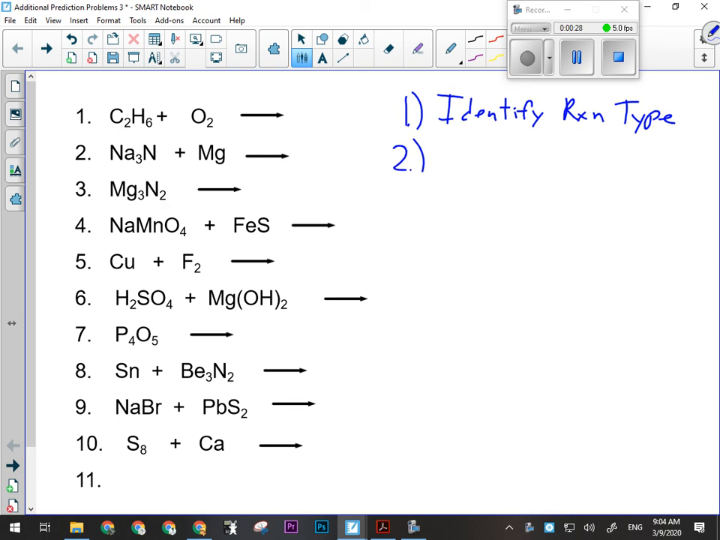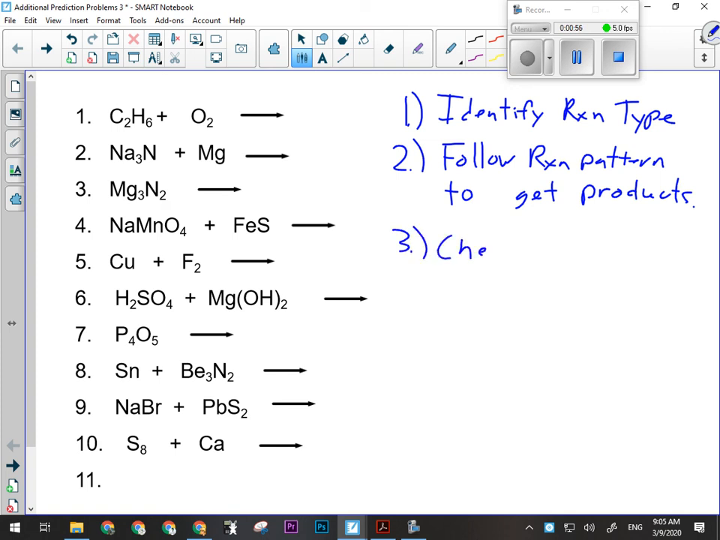Second step, follow the reaction pattern to get your products. What we mean by that is if it's a double replacement reaction, swap your metals and put the new pairs together. If it's a decomposition reaction, write the atoms separately, all of that kind of stuff. Third step, check for special elements, especially in a single replacement or decomposition reaction.